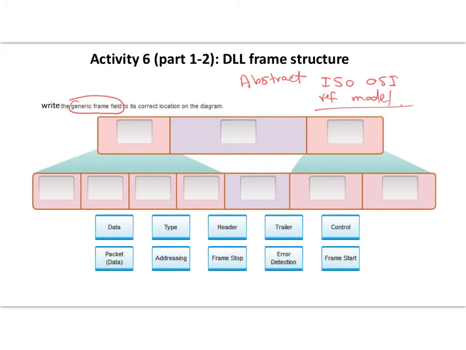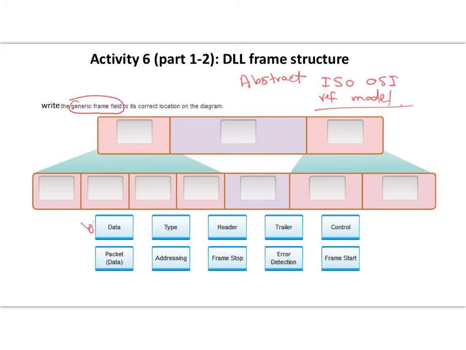The activity here talks about how to match these boxes in these locations. But more importantly, we need to discuss why we need certain fields in these locations. What is the functionality of each field? We need to talk about these details, so we don't want to just match blindly and that's it.